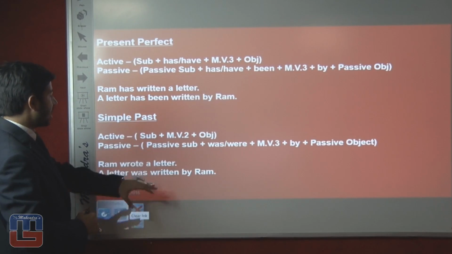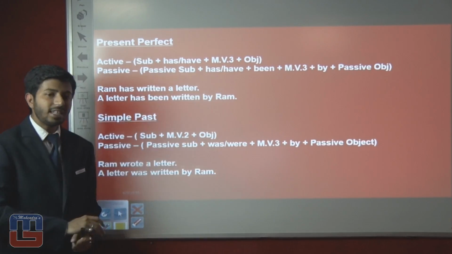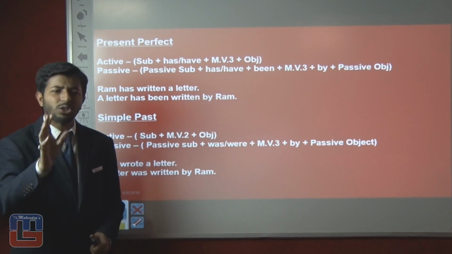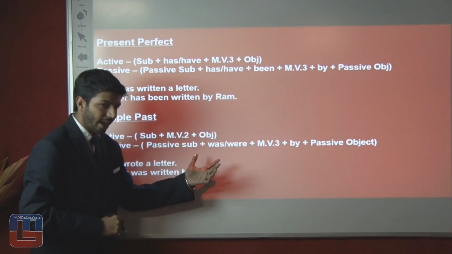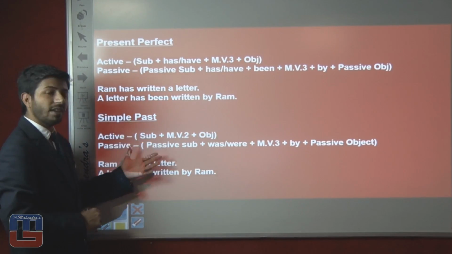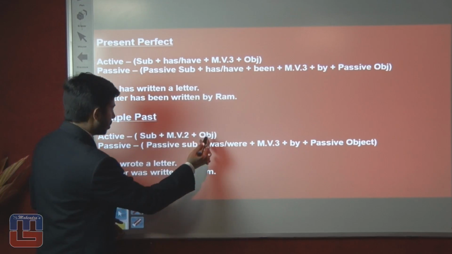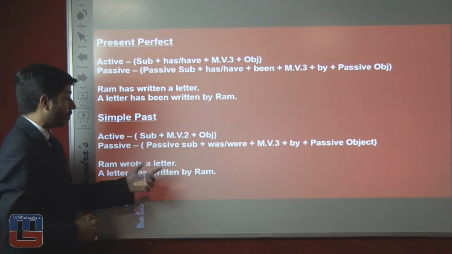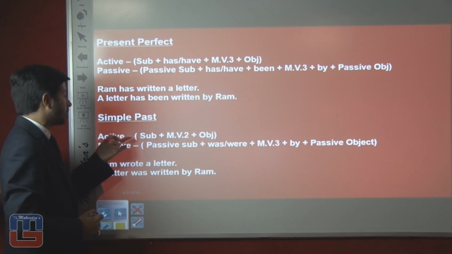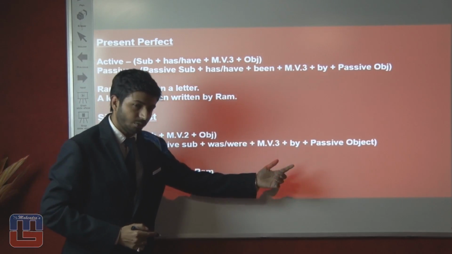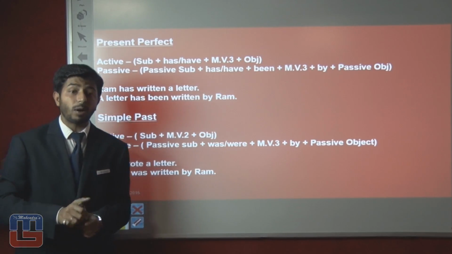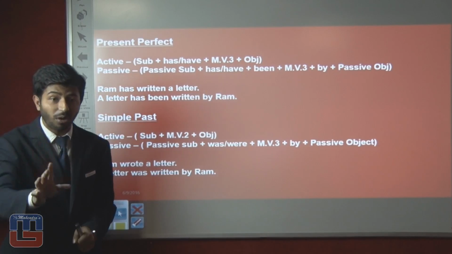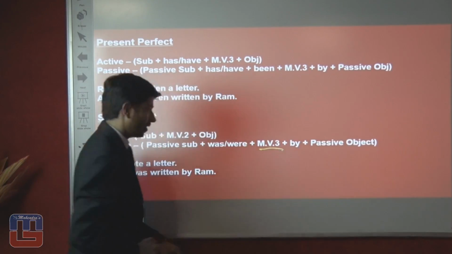Next is simple past. The simple past active voice structure says subject, either singular or plural, should work only and only with the second form of the verb plus object. And if we talk about the passive voice of the given sentence, the object used in the active voice changes into the passive subject, and the subject used in the active voice changes into the passive object. Whatever form the verb is given in, in the passive voice we use only and only the third form of the verb. That's the reason behind this.